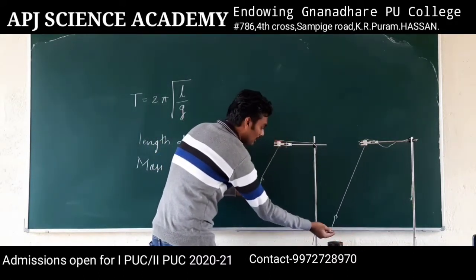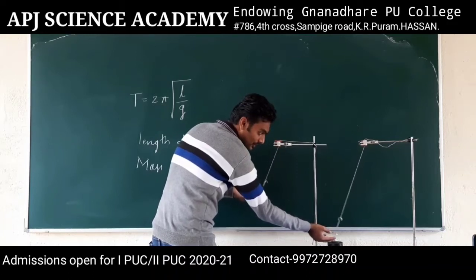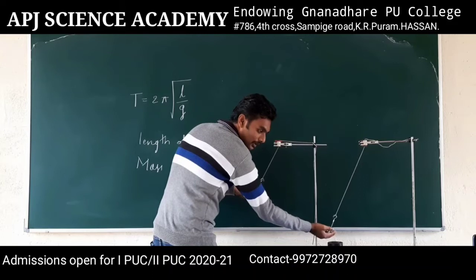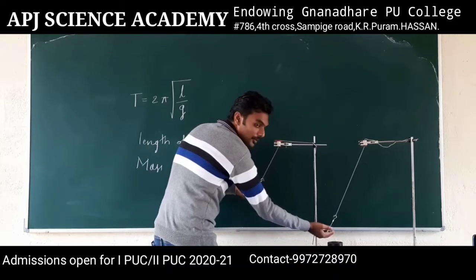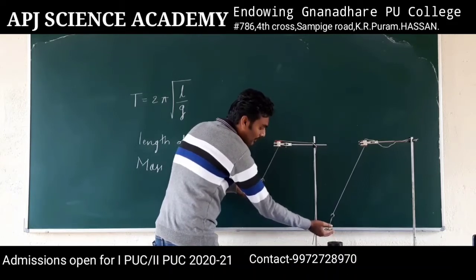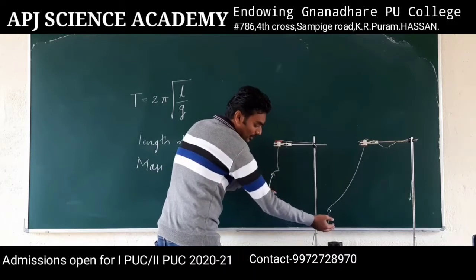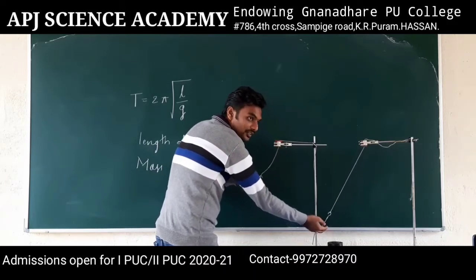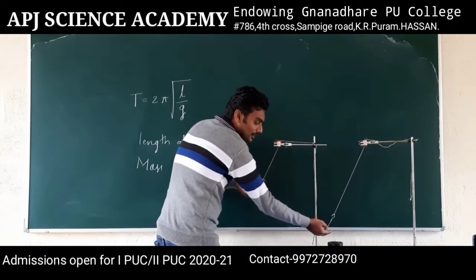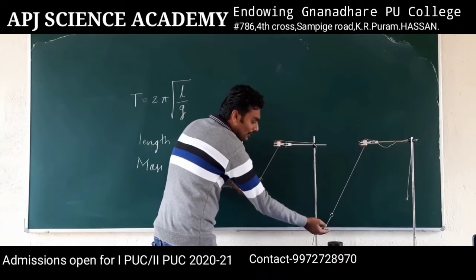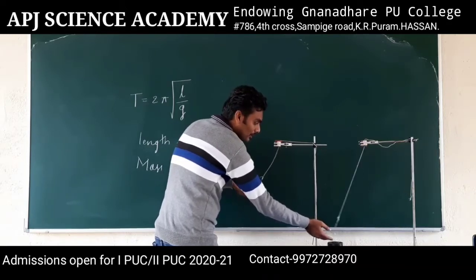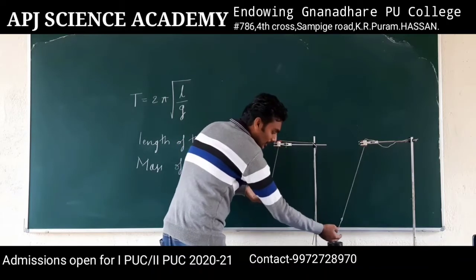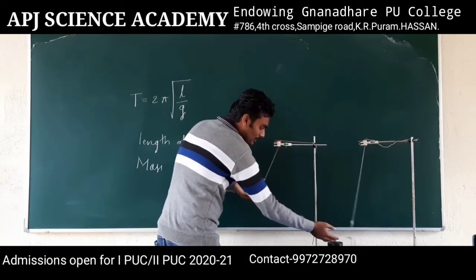Okay, I'll just start the oscillation. You can observe which one completes the oscillation first. Okay, you can observe here. This pendulum in my left hand completes the oscillation first, and the other pendulum completes the oscillation later. Okay, clear? You can easily observe that.